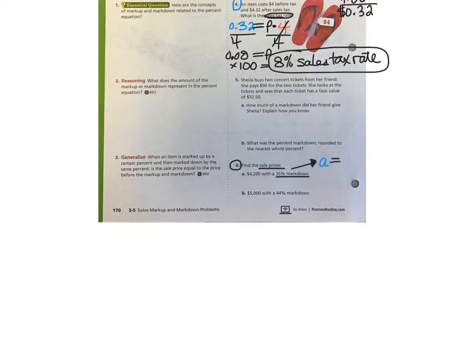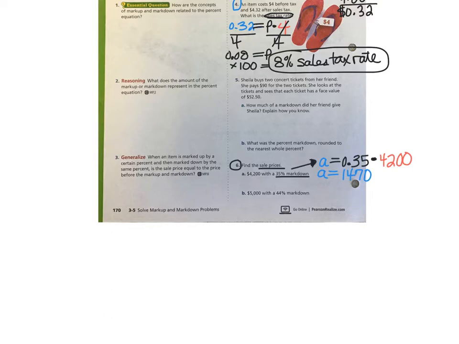We know that it's being marked down by 35%, so I'm going to change that into its decimal form and multiply it times the whole, which is $4,200. In this problem, I can go ahead and just do the multiplication. What is 35% of $4,200? Well, hopefully you got 1,470. But remember, that doesn't tell us the answer to the question.